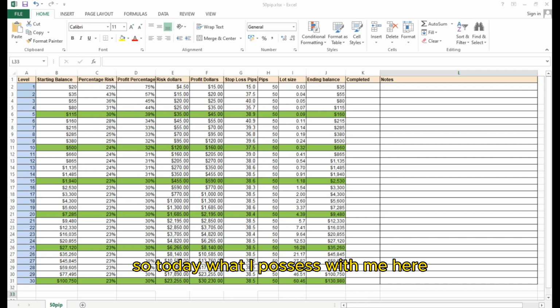So today, what I have with me here is a compounding Forex trading plan, which insanely grows a $20 account up to $130,980 in 30 days, or in 30 trades, because the other side is written 30, so it might be like 30 trades for you.